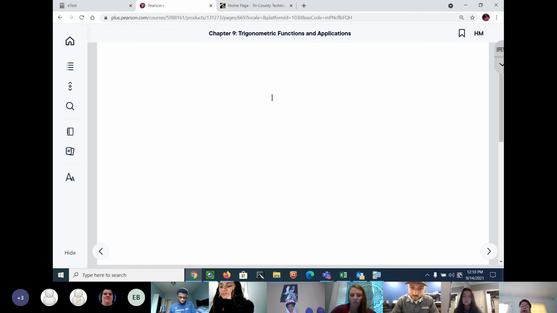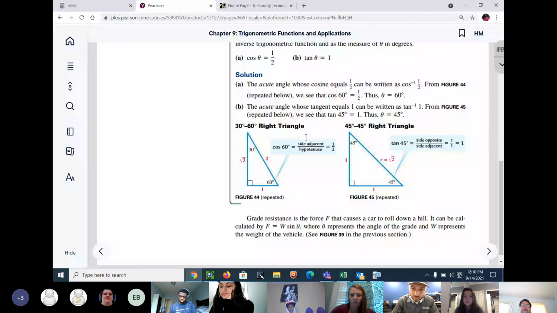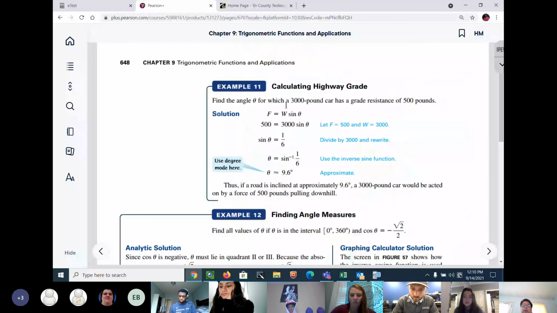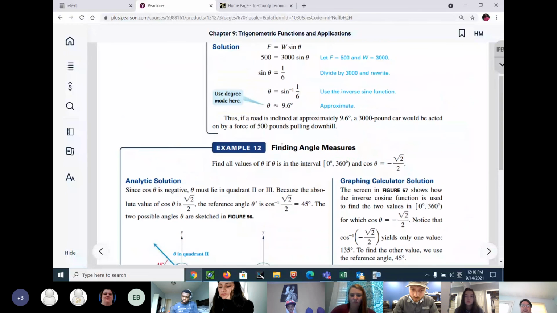I don't know why they haven't showed you how to do the unit circle yet. Okay, find an angle of measure. What does this say?